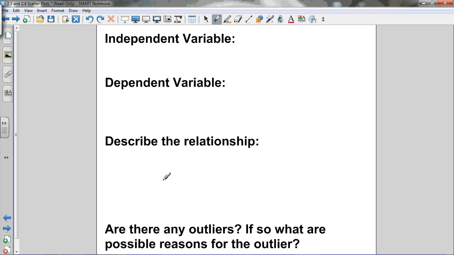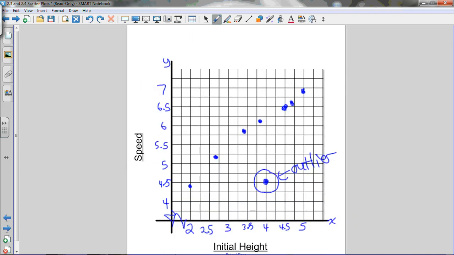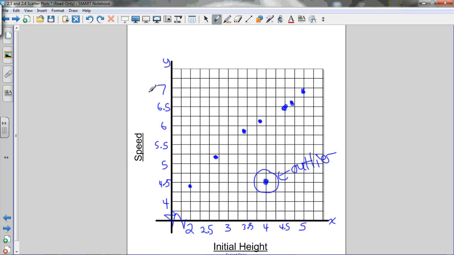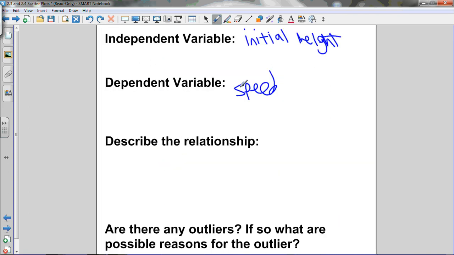Which one is the independent variable? Remember, our independent variable is always on the x-axis. So it's our initial height. And which one's the dependent variable? It's his speed. Dependent variable is always on the y-axis, his speed. And we know his speed is dependent because it depends on his initial height. The initial height affects his speed.